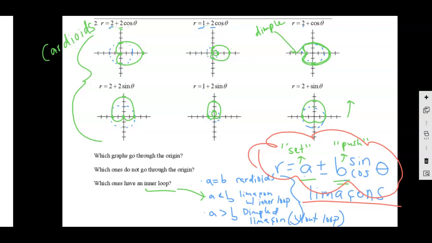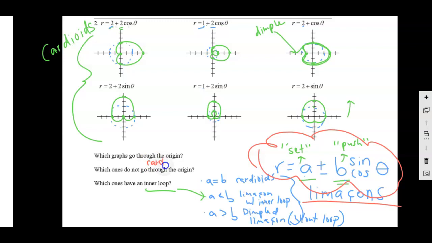If I set it out more, then I push it. So if A is bigger, that means I set it out a lot, push it only a little bit, I get the dimpled limacons, or the limacons without a loop. Or if I set it out a little and I push back a lot, if my coefficient is bigger, then I end up pushing it back through the pole and I get that inner loop.